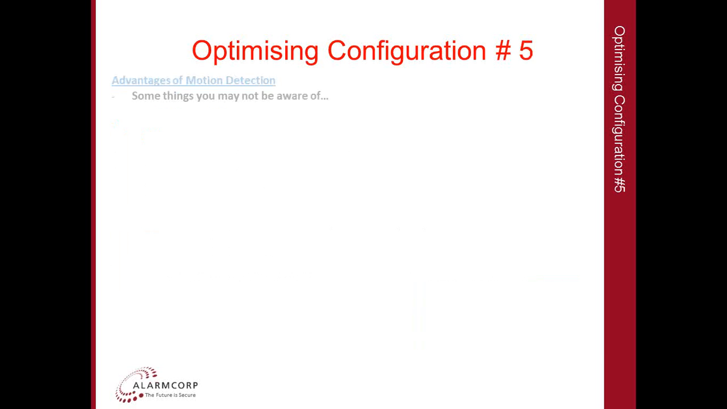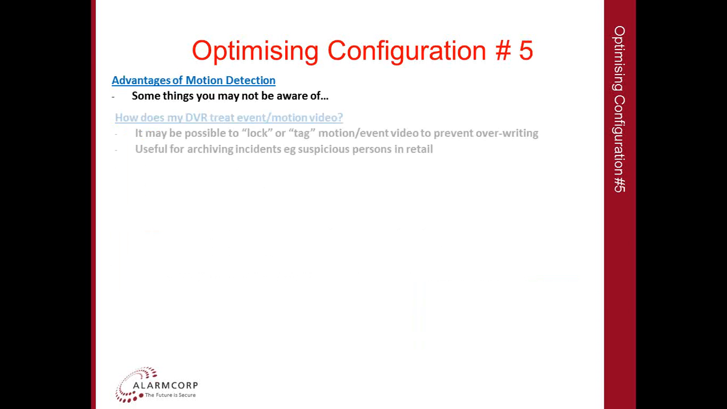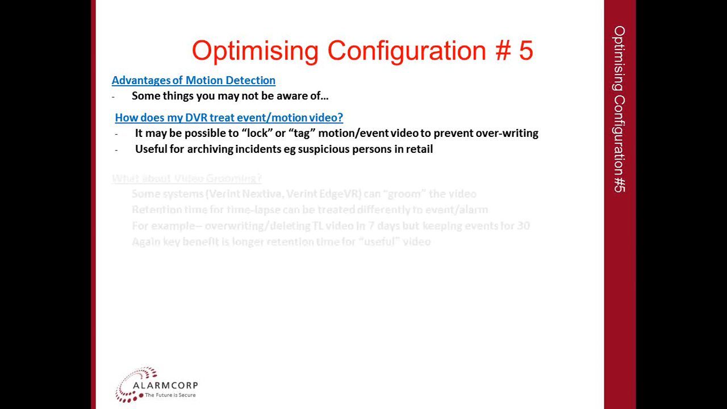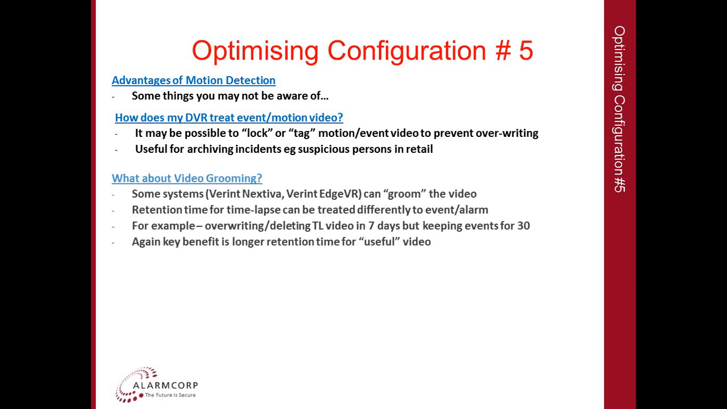Okay, now let's look at some of the benefits of motion detection and some things you may not be aware of. How does my DVR treat event or motion video? It may be possible to lock or tag motion or event video to prevent overwriting. Now this is useful for archiving incidents, e.g. suspicious persons in retail. What about video grooming?